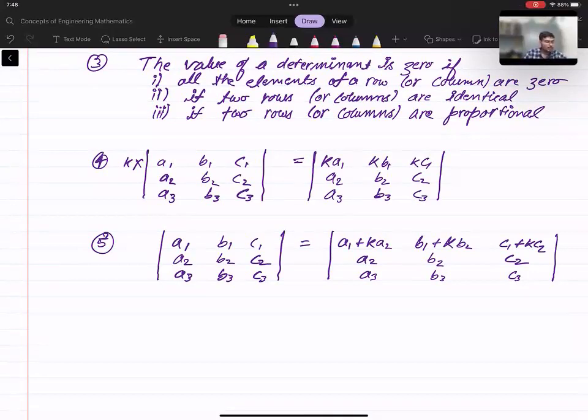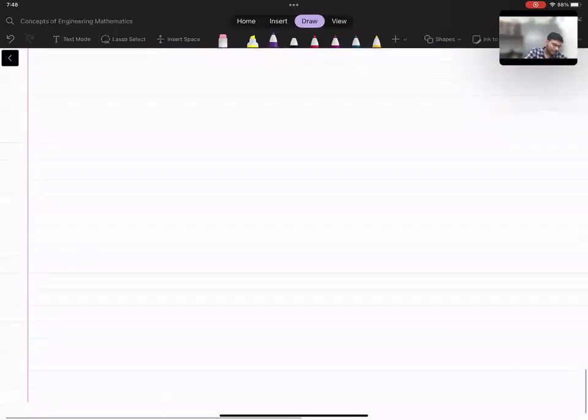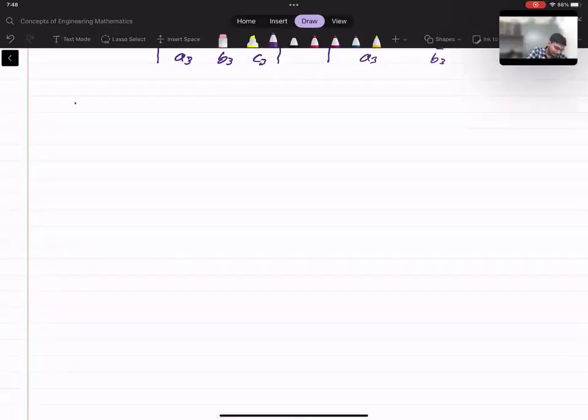Now, what is the geometric significance of determinants? Determinants can be used to find the equation of a line, and also to find the equation of a plane if the coordinates are given. So now let us see the geometric significance of determinants.